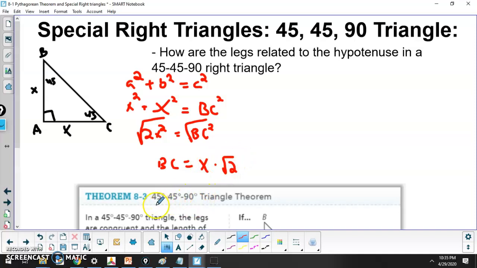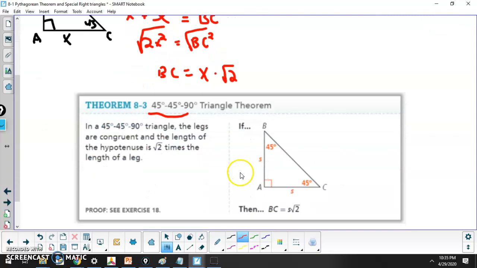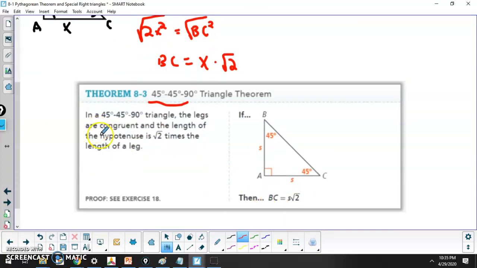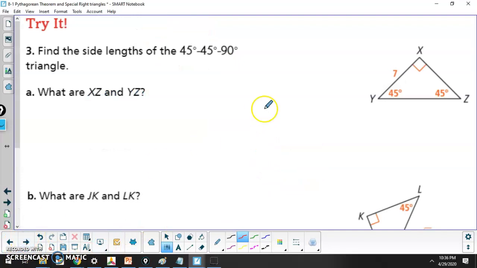Now remember, this only applies to 45, 45, 90 degree triangles. This theorem basically shows exactly what I just said: if a side is s, the hypotenuse is going to be s times the square root of 2. That could be 4 times the square root of 2, or 5 times the square root of 2. It all depends on what the leg is. Hopefully that makes sense. We're going to use that now to figure out a couple of these triangles.